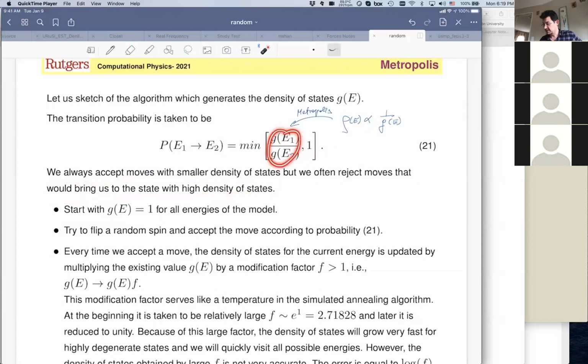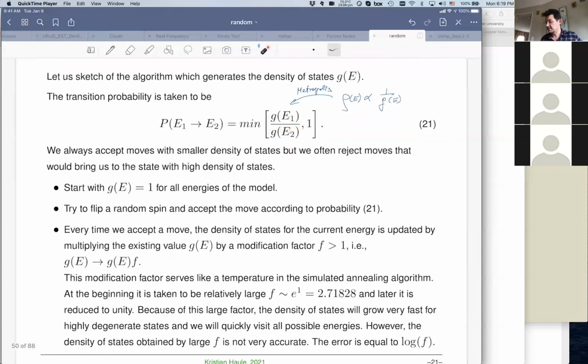So that's what this says. If the ratio of the two is bigger than 1, we always take the step. If the ratio is smaller than 1, we sometimes take the step, sometimes don't. So when we move to a state with smaller g, the ratio is bigger than 1, and we definitely accept the step. But if the new many-body density of states has bigger g, then the ratio is less than 1, and we sometimes accept the step, sometimes we reject it. Okay, so that's the basic algorithm.